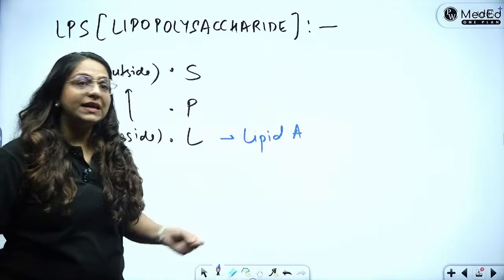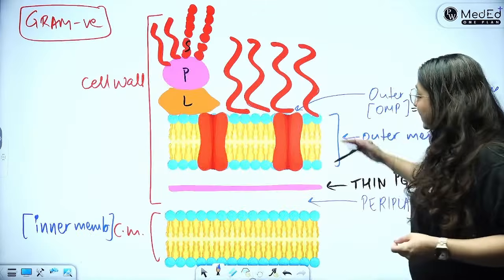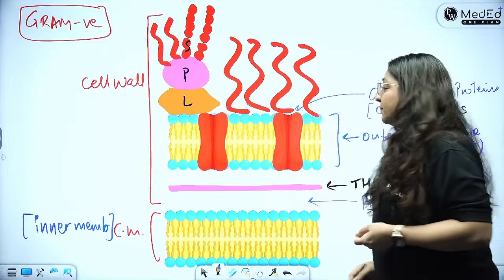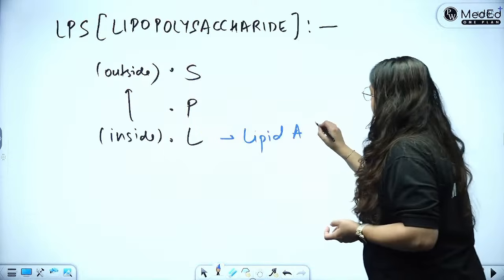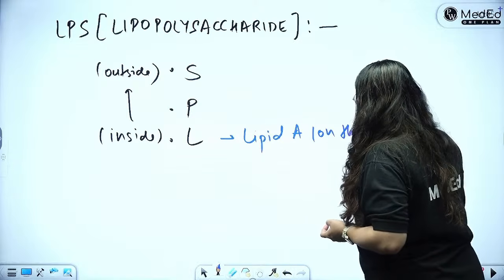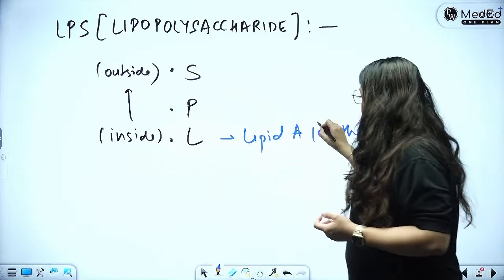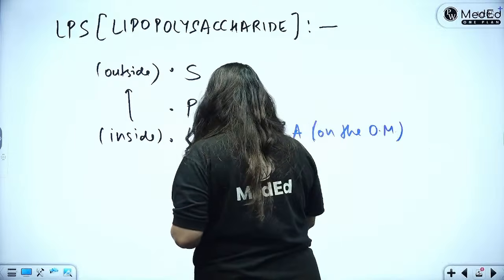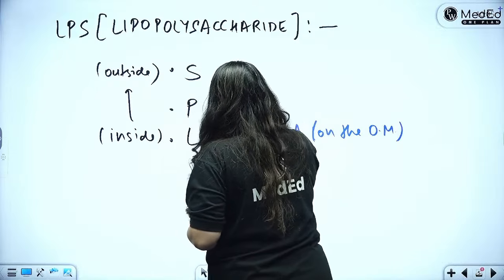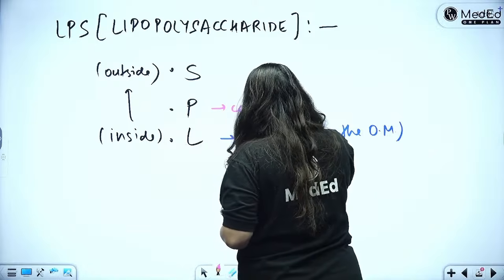So don't you think lipid A is what is resting on the outer membrane? Yes. Something which is resting on the outer membrane is the lipid A, right? Then on top of it, there is the unit which is called P. And what is P? P is nothing but core polysaccharide.